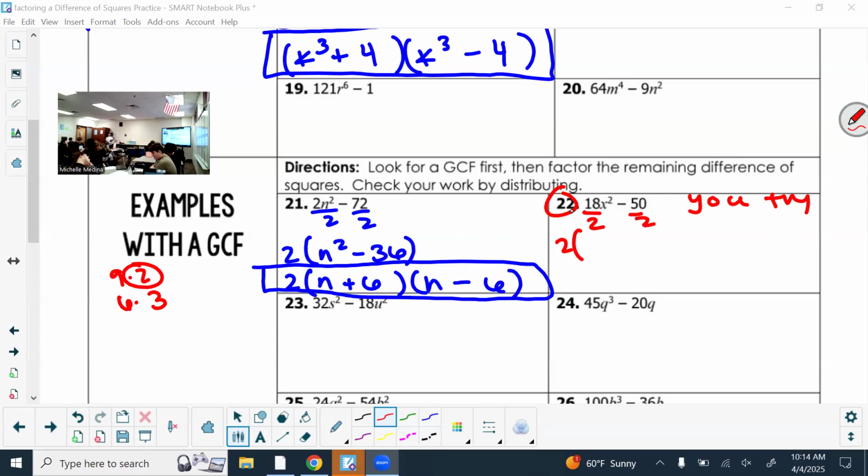Inside, you need to divide each term by the GCF. So 18x squared divided by 2 is 9x squared. Negative 50 divided by 2 is a negative 25. And now check your parentheses. Is my parentheses factorable? It's a two-term expression, so check. Is it a difference of squares?